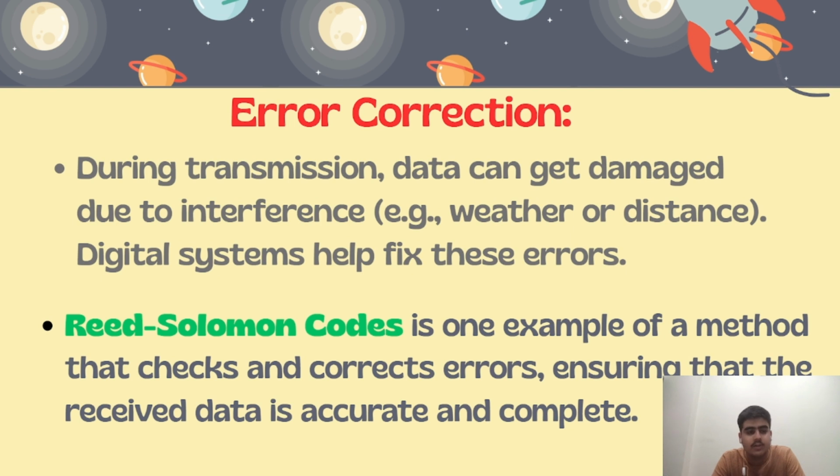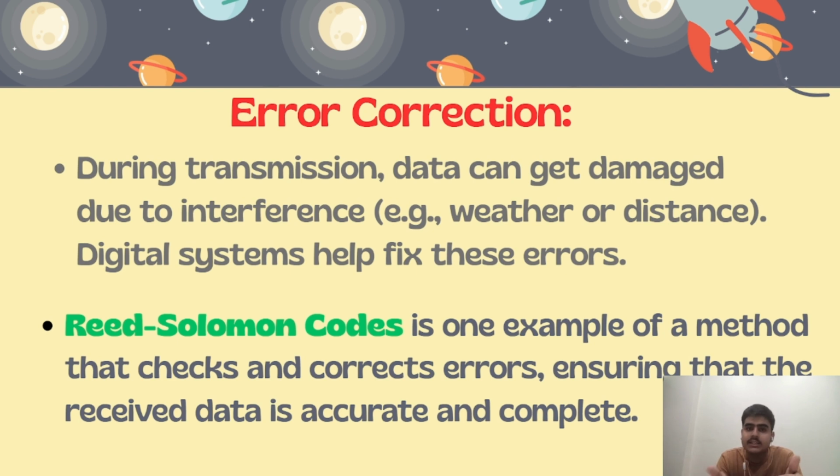So for this, we have the Reed-Solomon codes technique, which is one example of a method that checks and corrects errors, ensuring that the received data is accurate and complete. If I want to explain this, we can understand it this way: if I want to send a message which consists of 10 words, and before sending the signal or the message, I have added 5 words which are based on those 10 words and which contain the data of those 10 words.